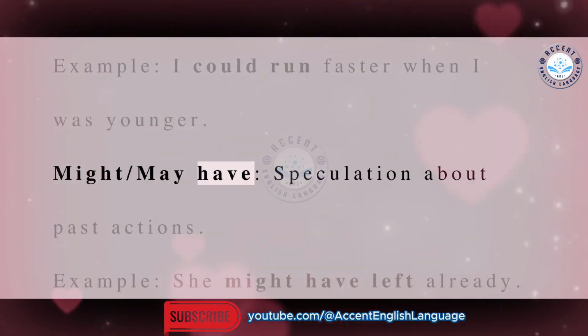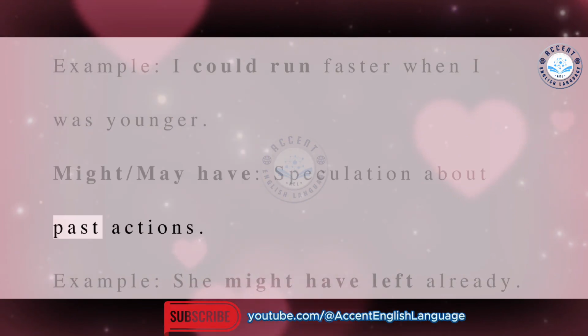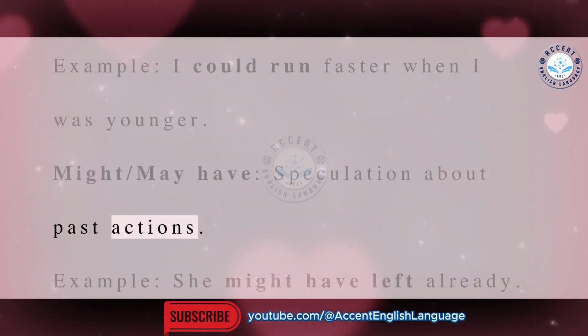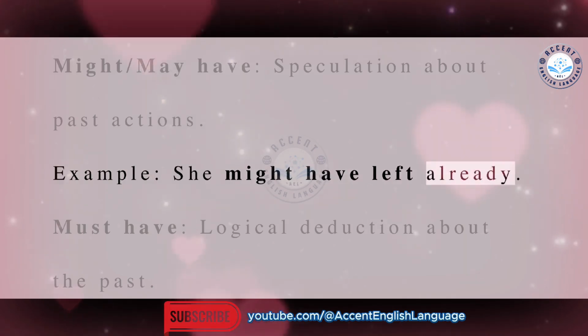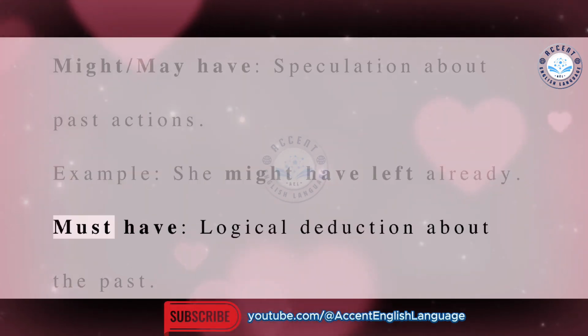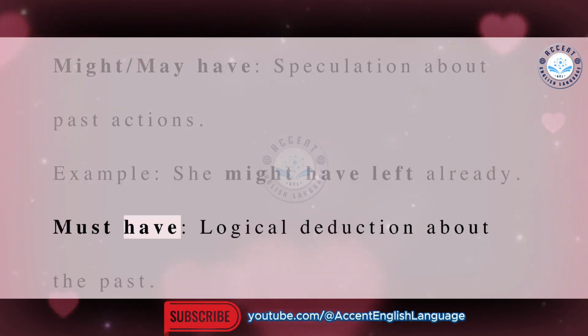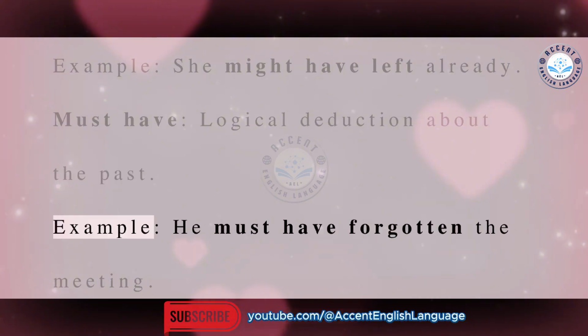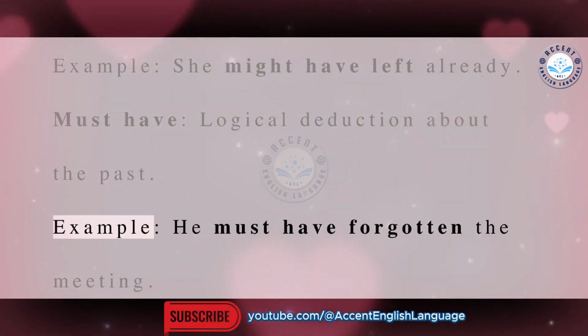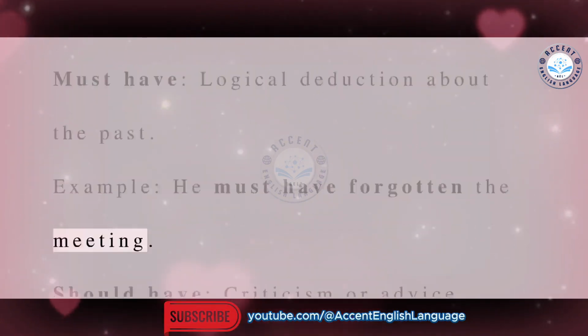Might may have, speculation about past actions. Example, she might have left already. Must have, logical deduction about the past. Example, he must have forgotten the meeting.